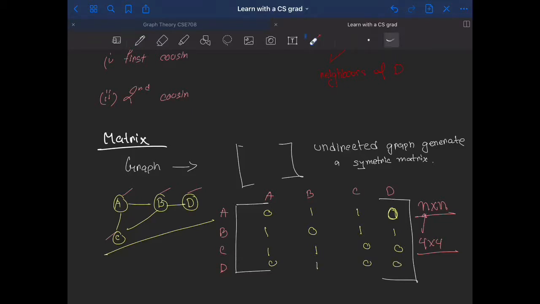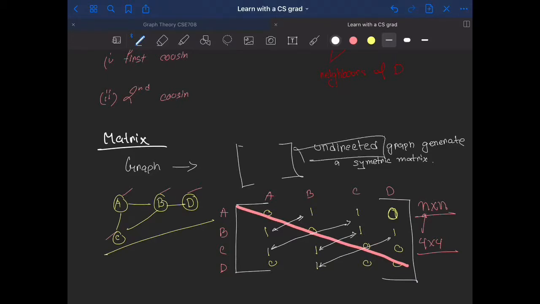So if you look here, this is a symmetric matrix, because symmetric matrices are basically the matrices that if you do a transpose of them, they return the same thing again. If you look along the diagonal line here, you would see that there is always a match. So this is basically a symmetric matrix, and undirected graphs always generate a symmetric matrix.